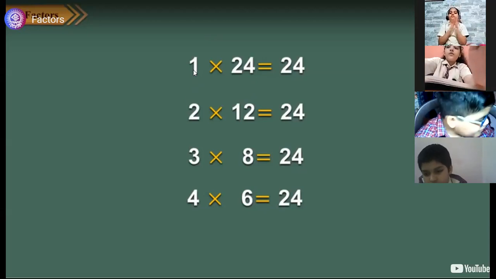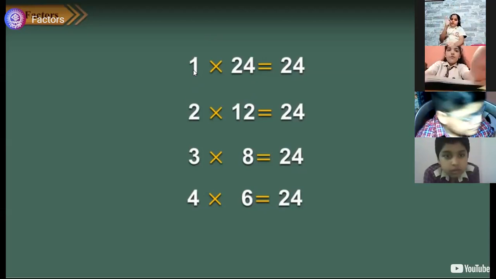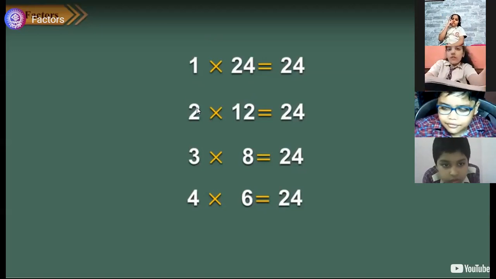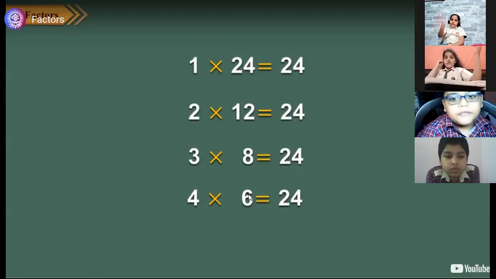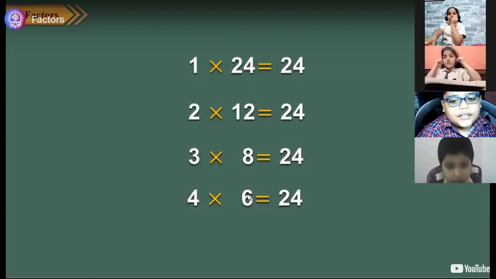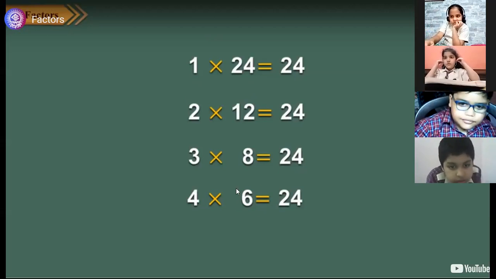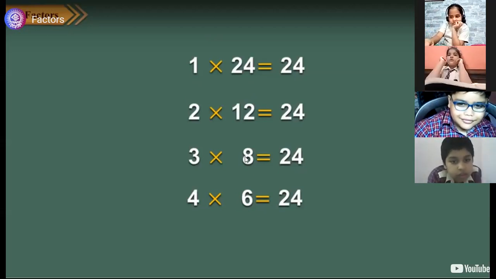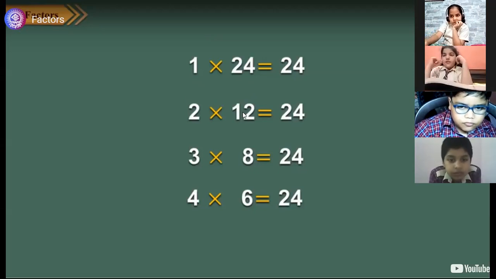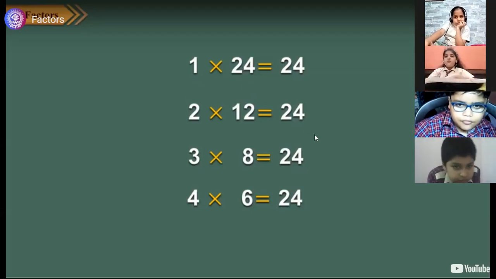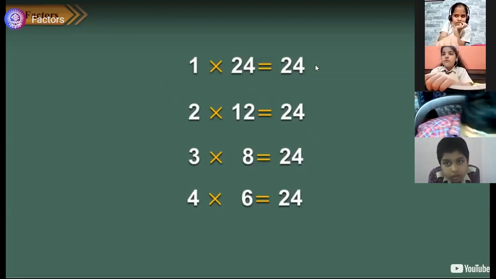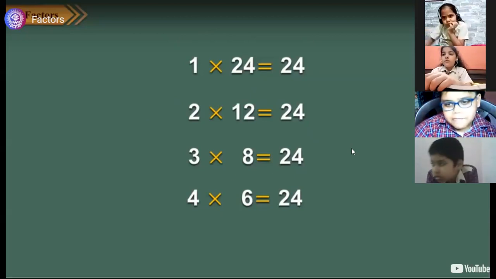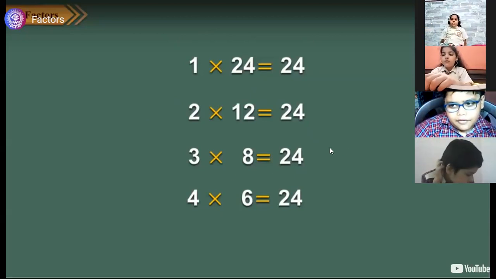1. Repeat with ma'am. 1, 2, 3, 4, 6, 8, 12, 24. Okay, beta. Yes, very good. So these are the factors. Okay, this is the way to find out the factors. So now let's continue with the video.